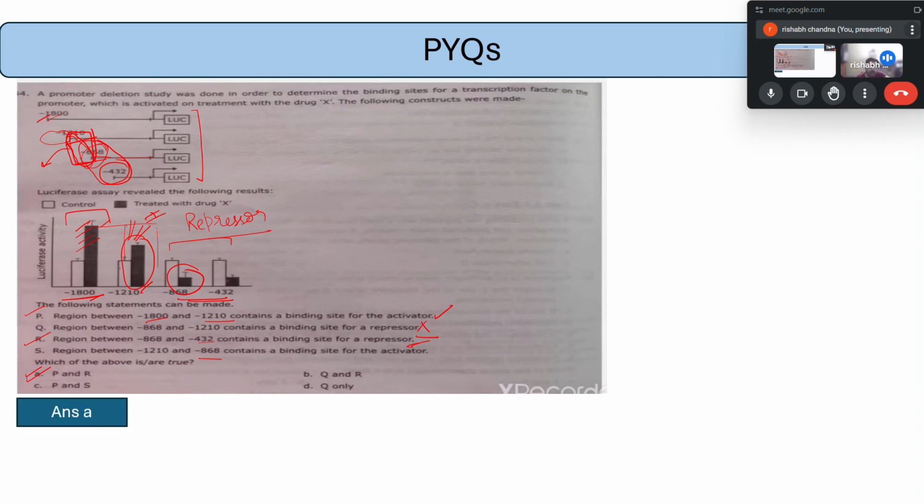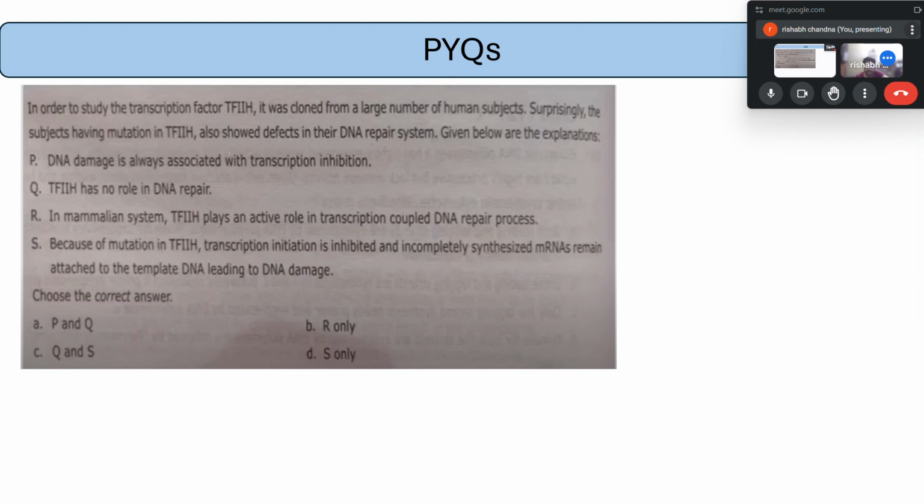Okay, now moving on to the next question. In order to study the transcription factor TF2H, it was cloned from a large number of human subjects. TF2H basically has a helicase activity, and it also has kinase activity. Surprisingly, the subjects having a mutation in TF2H also showed defects in their DNA repair system. Given below are the explanations.